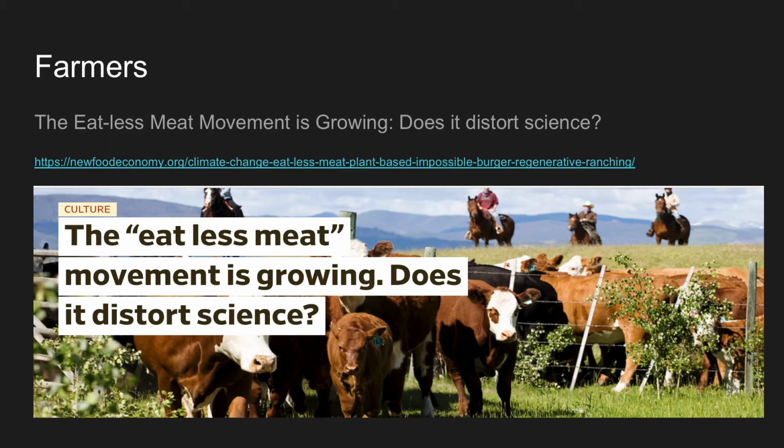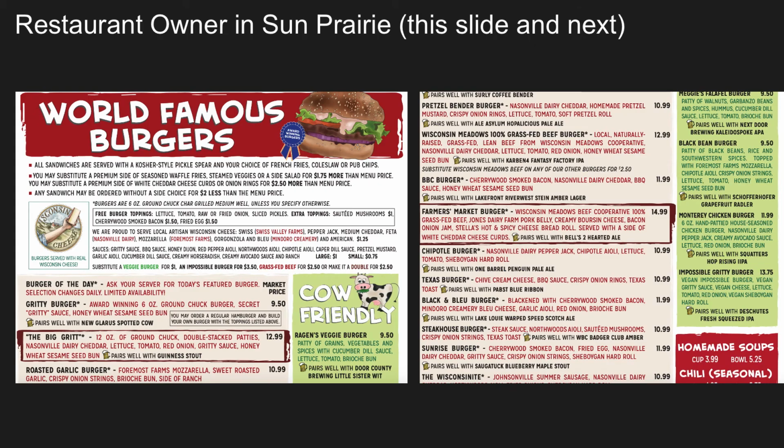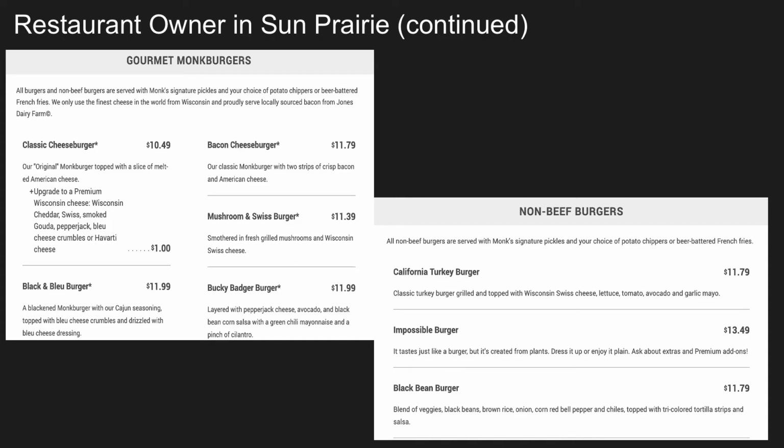Farmers: the Eat Less Meat movement is growing. Does it distort the science? So they would read this article on how plant-based food might be affecting farmers. And they would ask as farmers, where would you go next for more information? And then a restaurant owner in the local area. They would show, how much would you have to charge for an Impossible Burger? What would this do to your bottom line? Would you actually make money? So they provided this information for them and said, where would you want to go next?